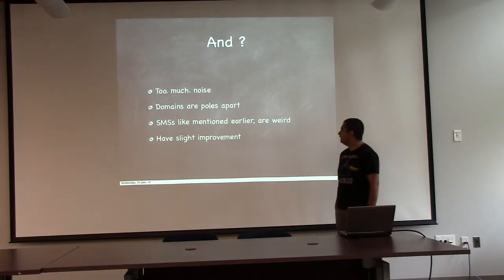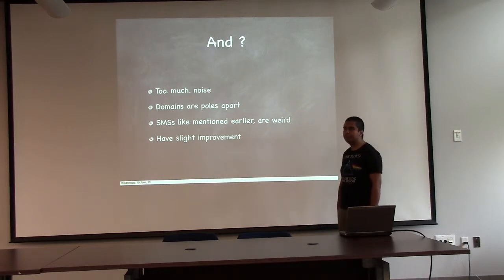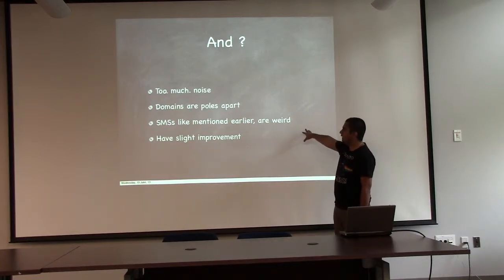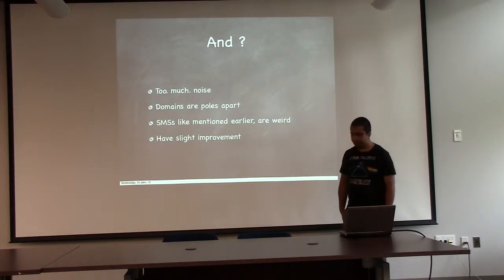So these are the problems we're having. We have slight improvement, the domains are poles apart, and the SMSs are kind of weird. It's just like English, where you use abbreviations like BTW and other stuff. Even in Haiti, after getting struck by the earthquake, they have many words for a single word. Sometimes it is in the whole form, sometimes in a shortened form. And we have to automatically learn that this is an abbreviation for something else, which is kind of hard in this statistical approach because of less data.